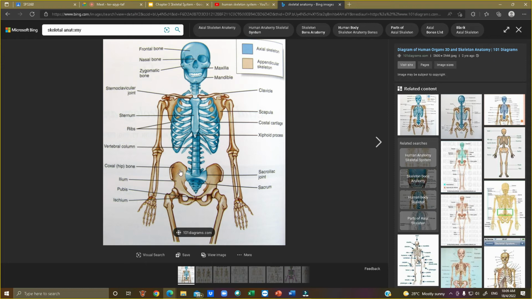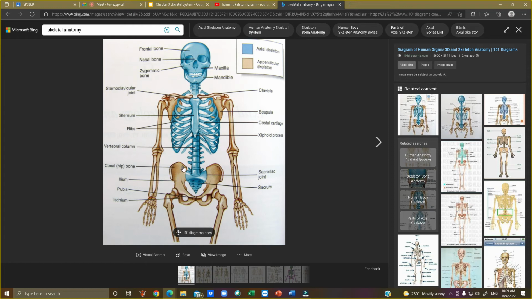Tulang pinggul. Apakah nama tulang pinggul? Pel apa? Pelvis. Okay. Sama macam ni nampak sacroiliac. Kenapa nama dia sacroiliac? This is ilium. Okay ni. The whole segment is pelvic. Okay. This is what we call ilium.